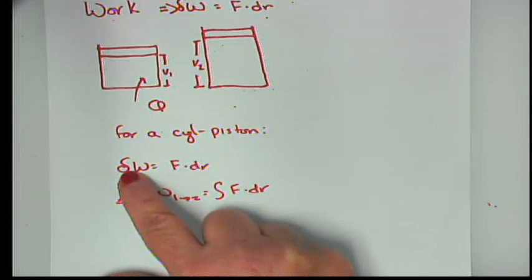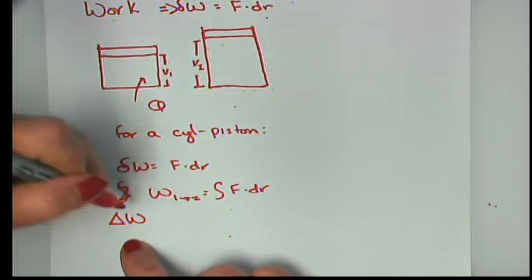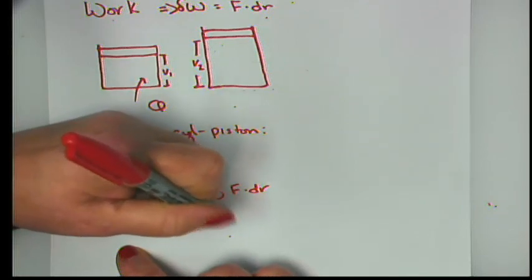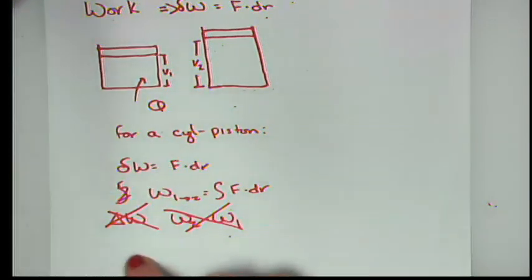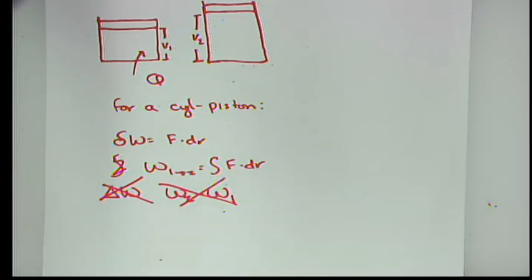It's not like work at 2 minus work at 1. Work depends on how you get from 1 to 2, so it's always an inexact integration. So writing this would be incorrect. It's just the work done from 1 to 2 is equal to the integral of F dot dr.